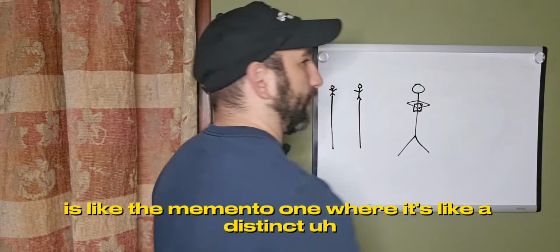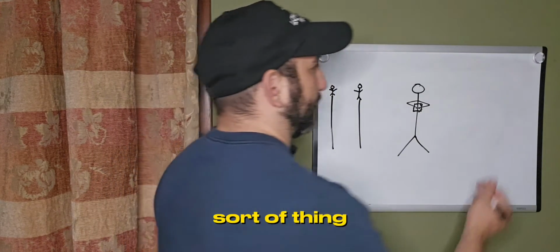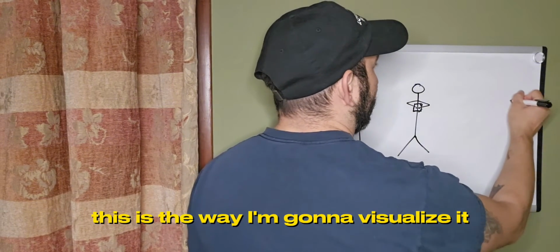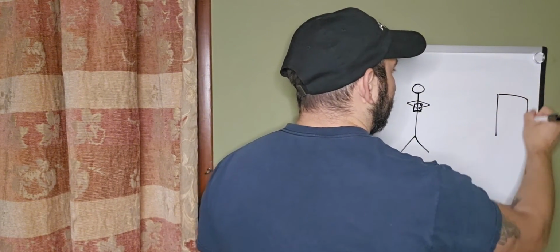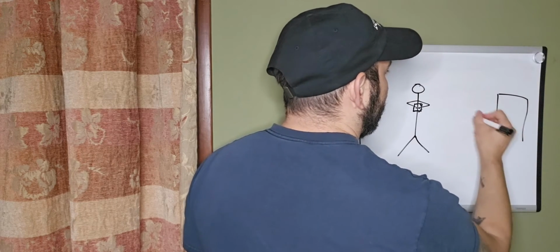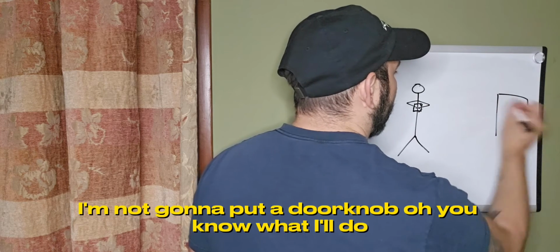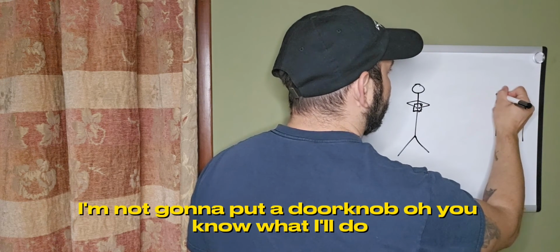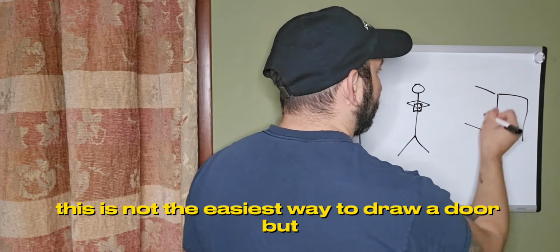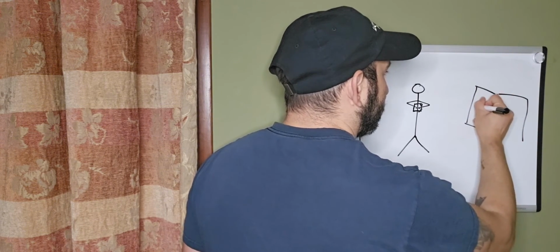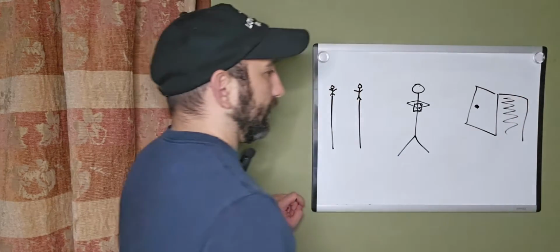is the Memento one, where it's a distinct sort of thing. Now, this is the way I'm gonna visualize it. So let's have a door, right? I'm not gonna put a doorknob. Oh, you know what I'll do? This is not the easiest way to draw a door, but it's open. This is like, you know.